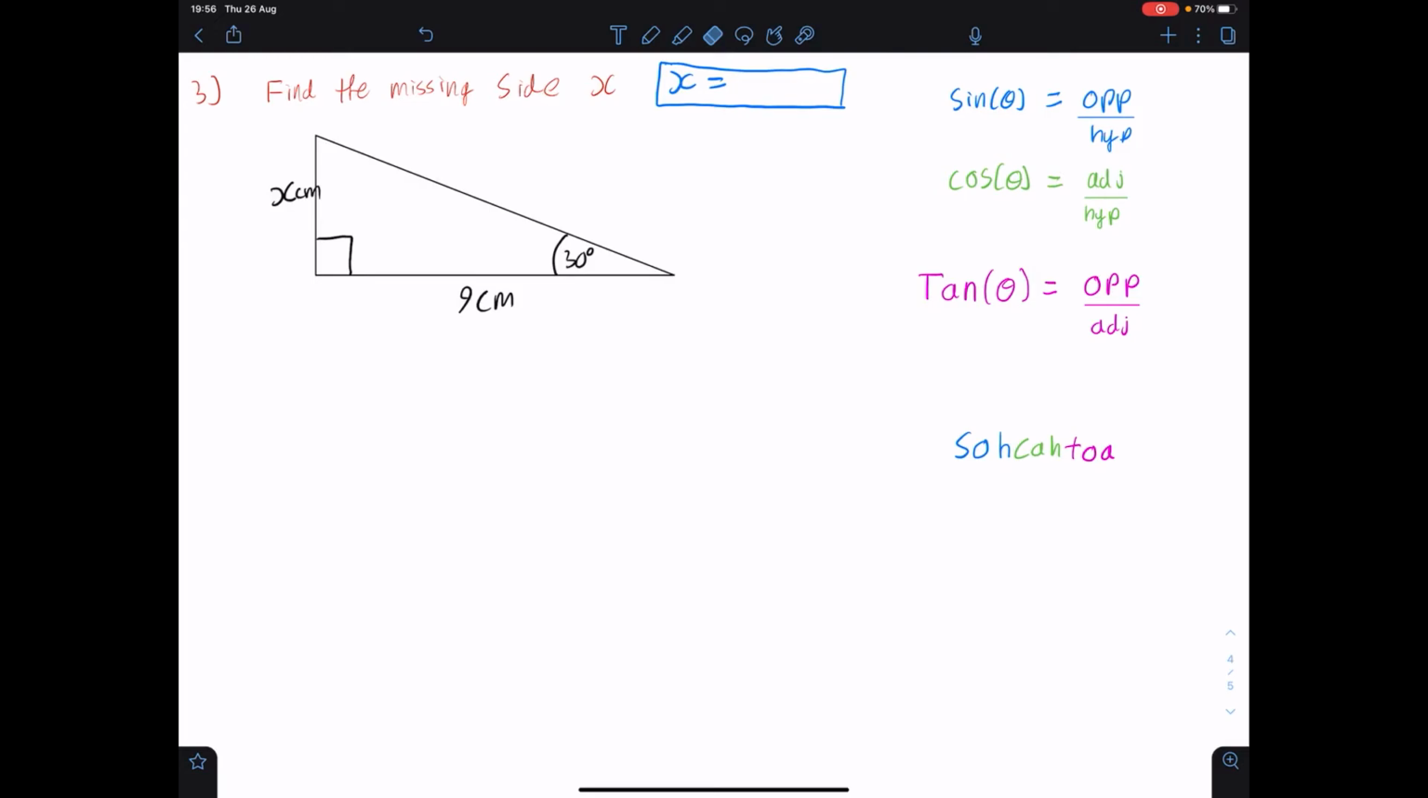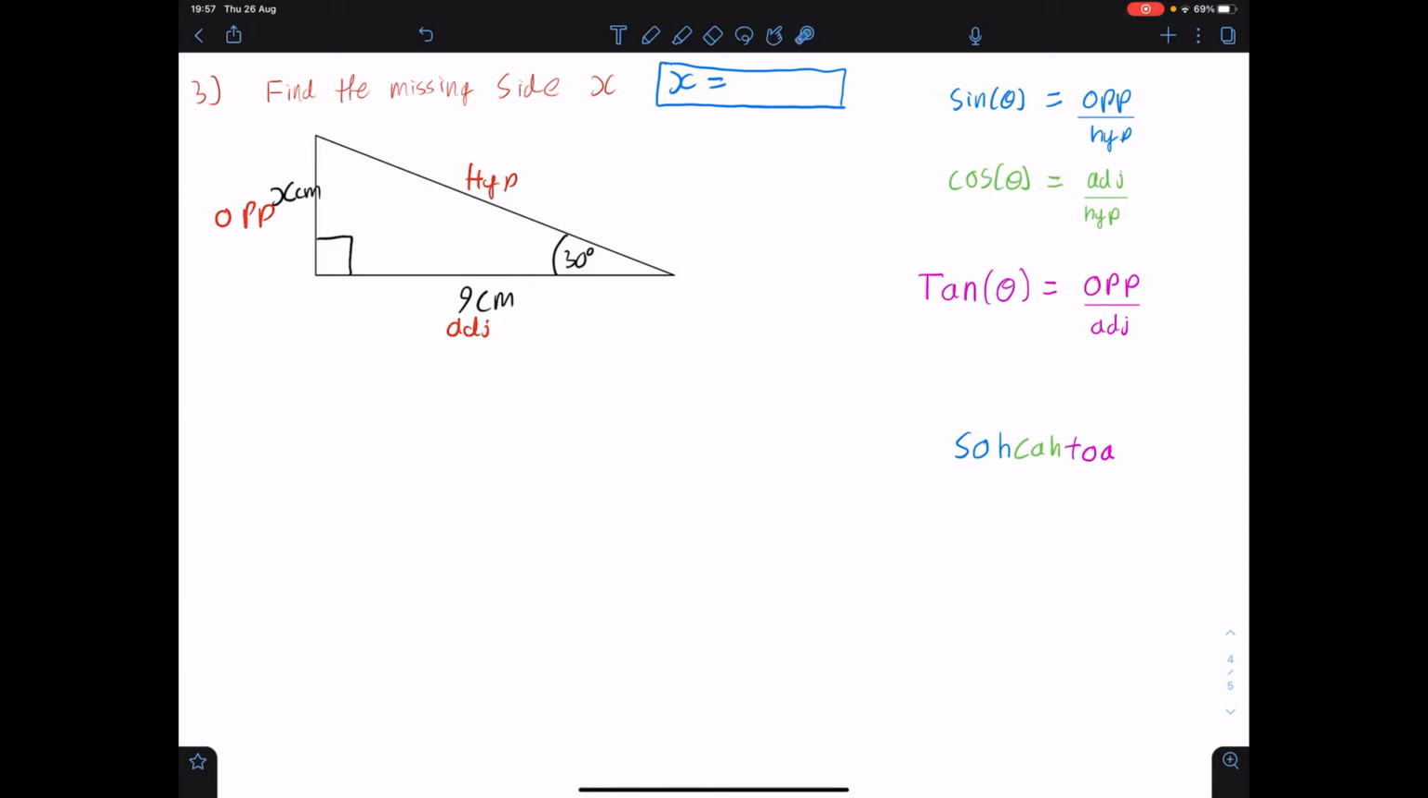In our final example, we're asked again to find the missing side x. So, as usual, we need to label the sides of this triangle. We have the hypotenuse as the longest side, which is also opposite the right angle. We have the opposite side over here, the side which is opposite the angle in question. And we have the adjacent side here, the final side, which is next to the angle in question, and the side that is not already labelled.